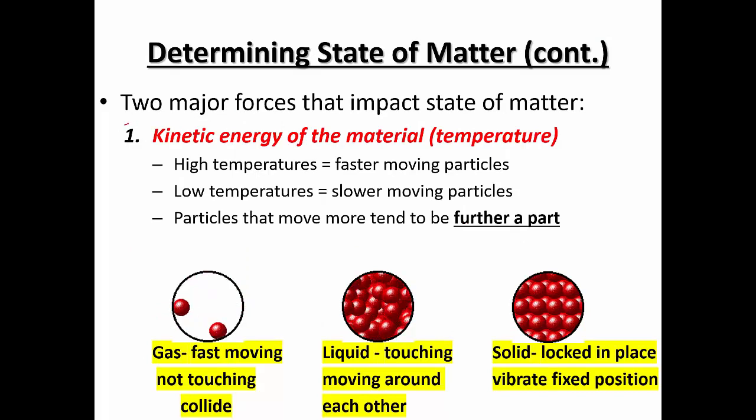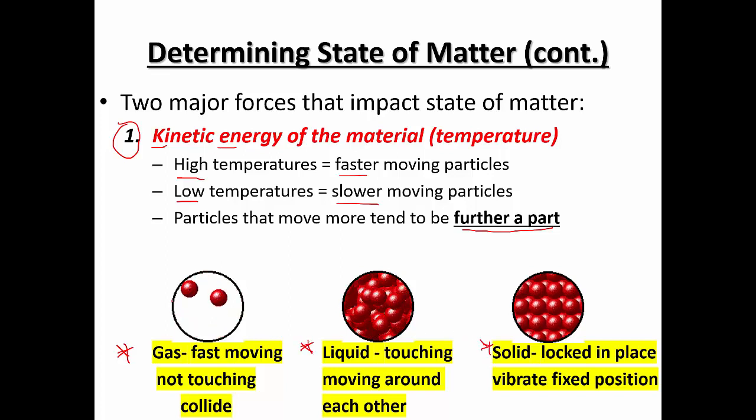Our first factor that affects the state of matter is kinetic energy, energy of motion or temperature. So all things have kinetic energy. Higher temperature, remember, faster moving particles. Lower temperature, slower moving particles. Particles that are moved more tend to be further apart from one another. So as we're working, I would like to make sure we include our information below each infograph.